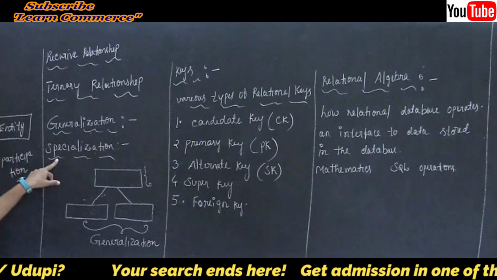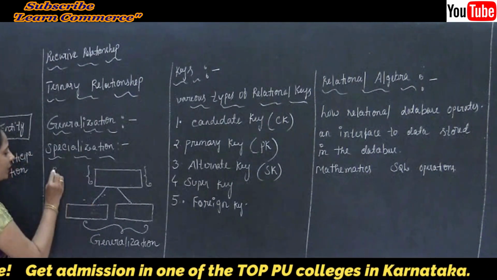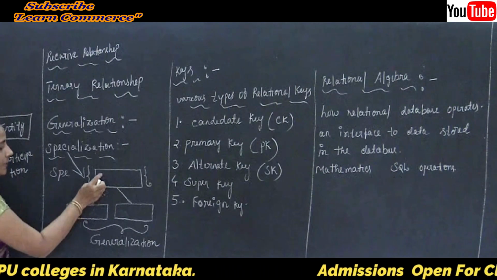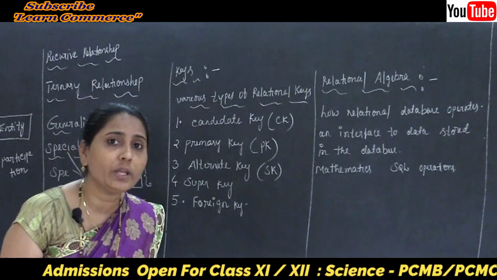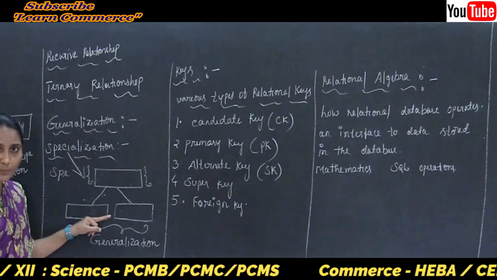Now what about specialization? Which one is called specialization? This one is called specialization. So this diagram, just this much, is called specialization. Specialization is a top down approach. Clear this point here. Why?